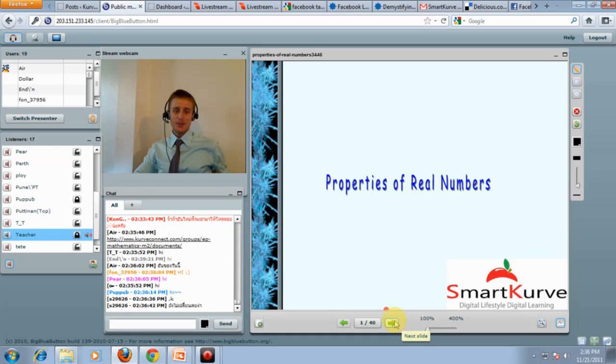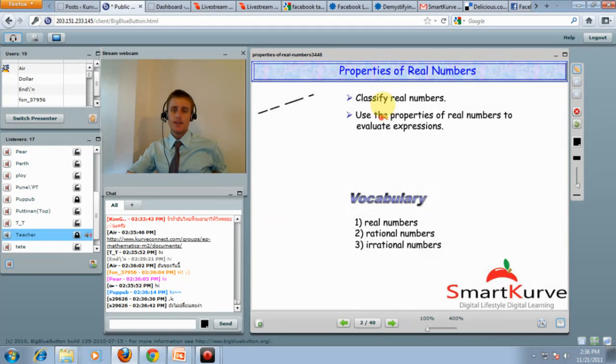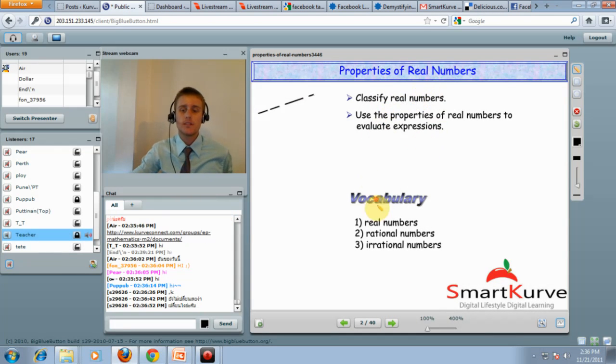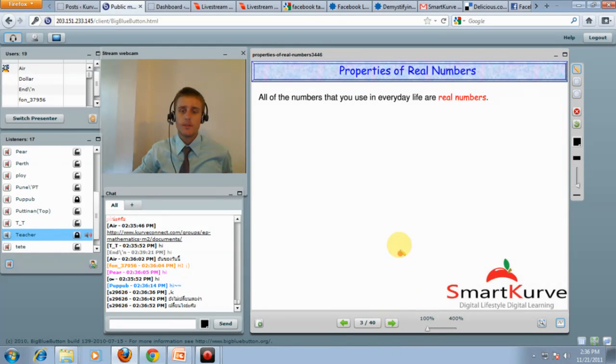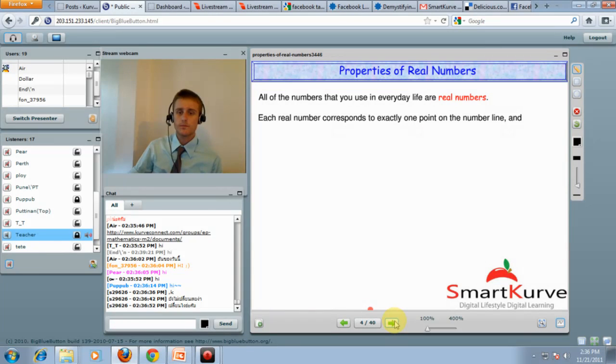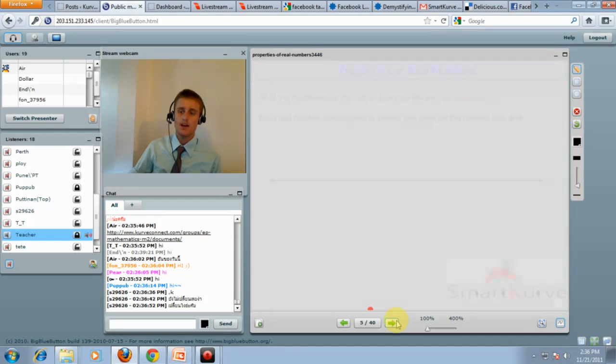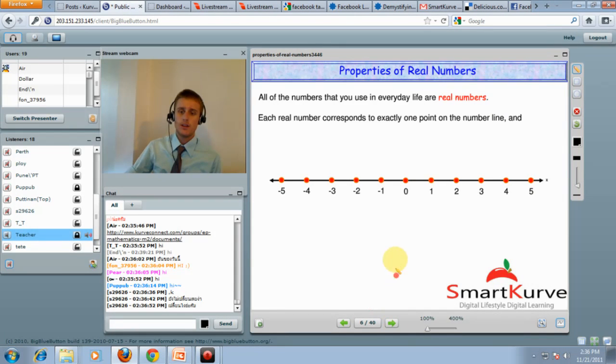Hi class, today we are doing properties of real numbers. All of the numbers that you use in everyday life are real numbers. Each real number corresponds to exactly 1 point on the number line. So all of these red dots are real numbers: 0, 2, 5, -2, -4, all real numbers.